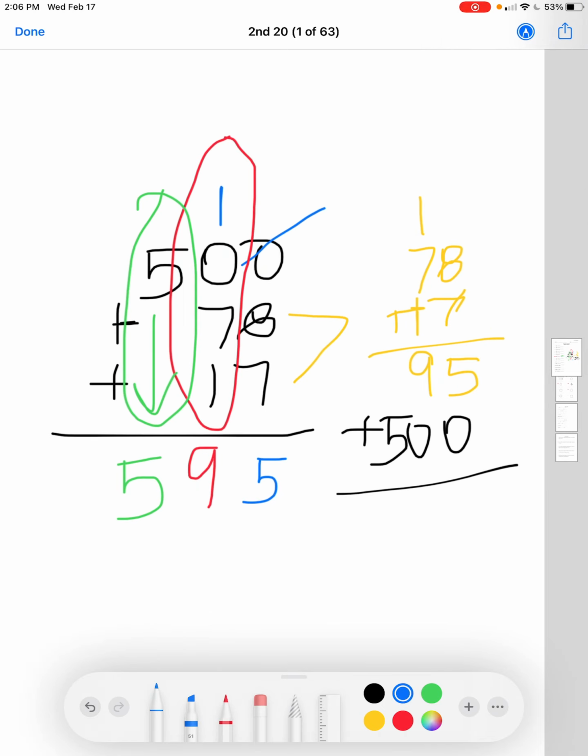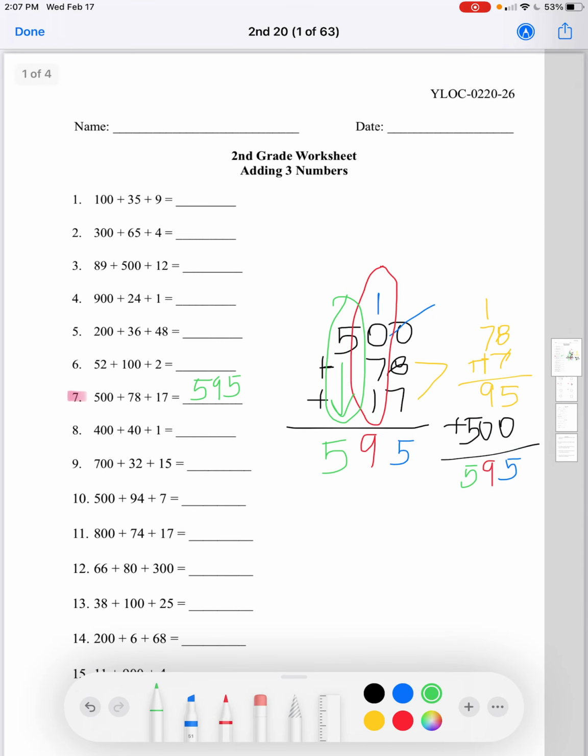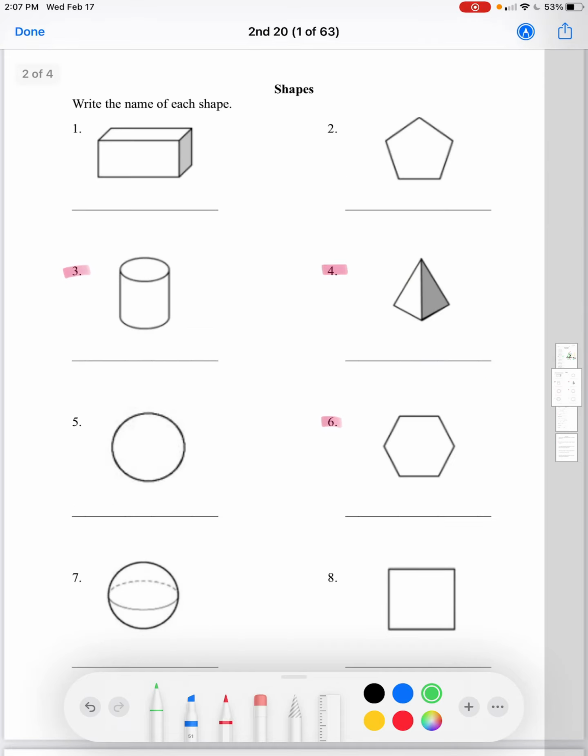Now we have the ones place, we have 5 plus 0, which equals 5. The tens place, we have 9 plus 0, which equals 9. And the hundreds place, we have 5. So it doesn't matter which way you add these numbers together, you're still going to get the same answer.